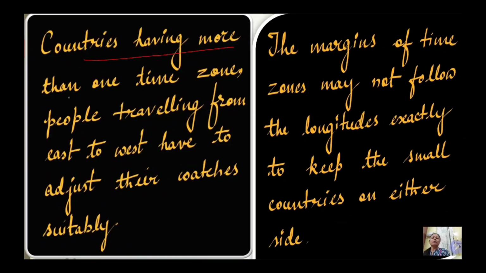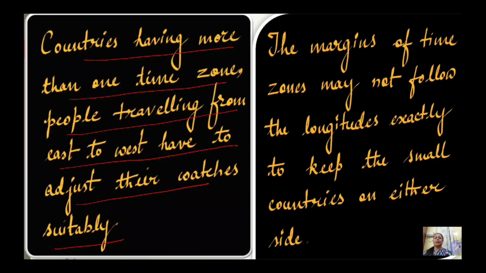In countries having more than one time zone, people traveling from east to west have to adjust their watches suitably. In countries like Russia, Canada and USA, when people travel from one time zone to another, they need to adjust their watches as they cross one time zone.